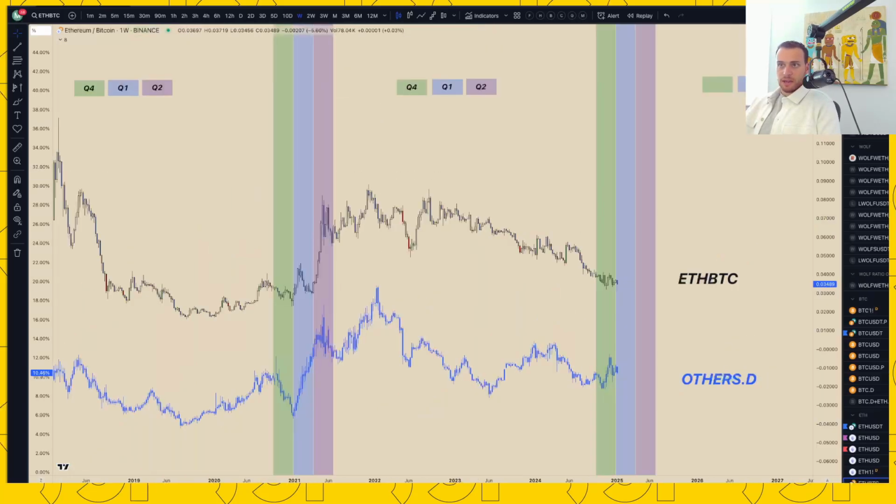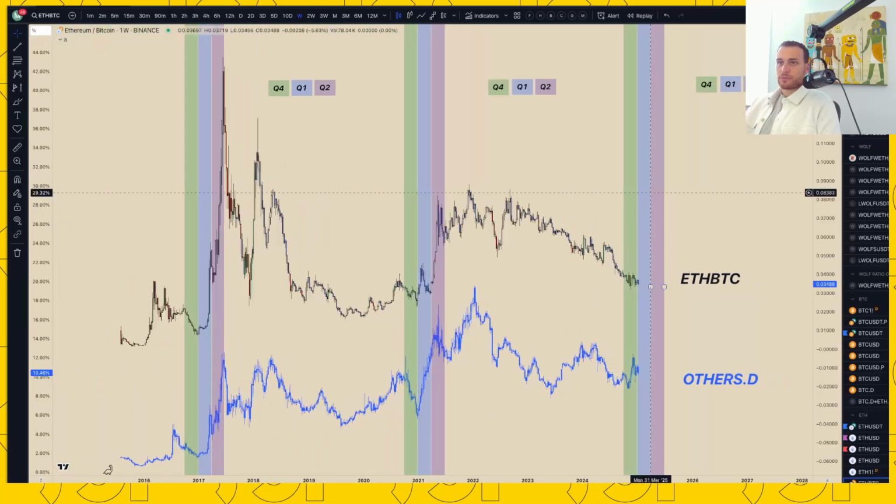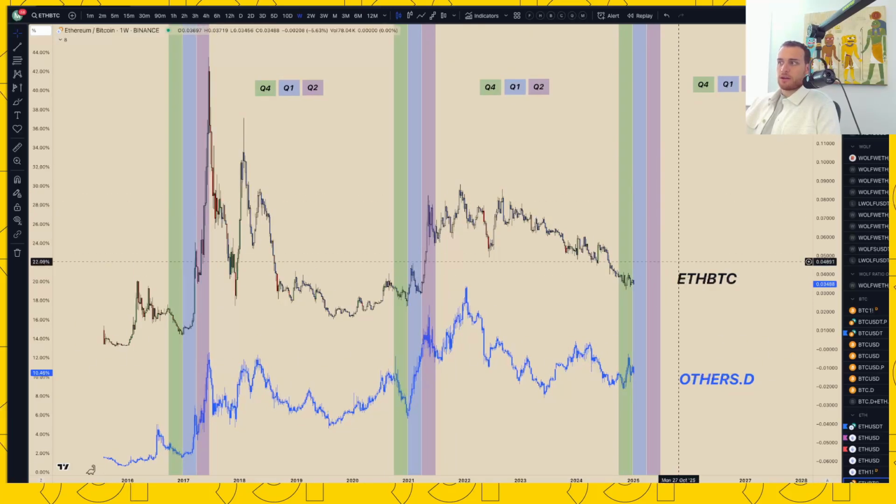So I accidentally closed my axis again. Here you go. But yeah, you should be able to see the chart right there. It's very, very clear.